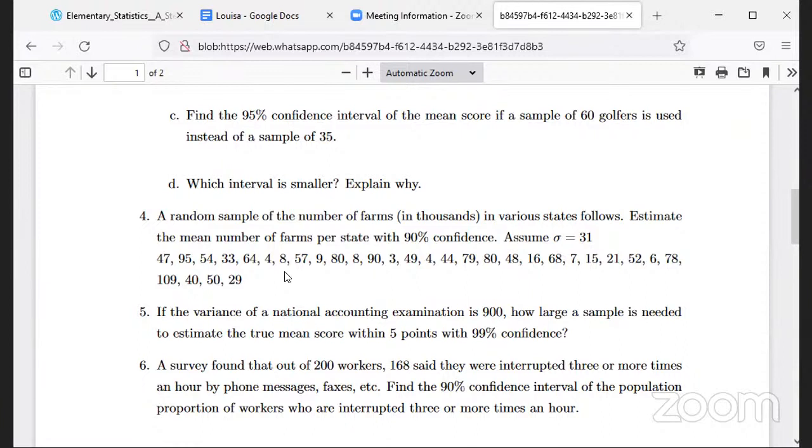Question 4. A random sample of the number of farms in thousands in various states follows. Estimate the mean number of farms per state with a 90% interval. Assume the standard deviation to be 31.